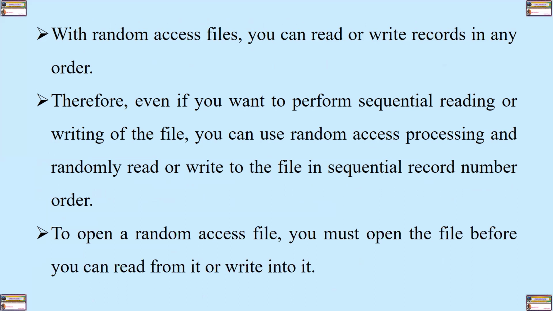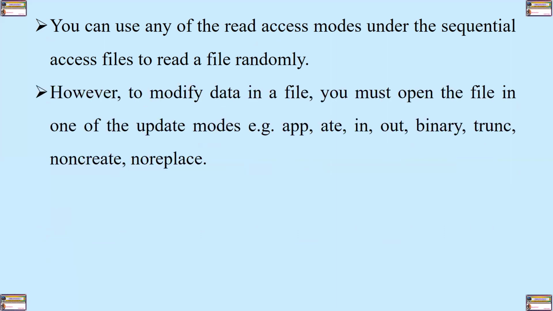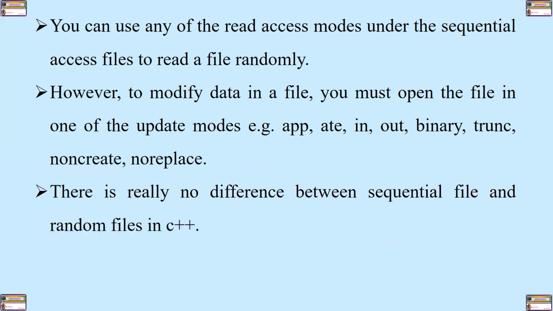To open a random access file, you must open the file before you can read from it or write into it. You can use any of the read access modes that we have already discussed under the sequential access files to read a file randomly. However, to modify data in a file, you must open the file in one of the update modes. That is, app for append, add, in, out, binary, trunc, nocreate, noreplace.